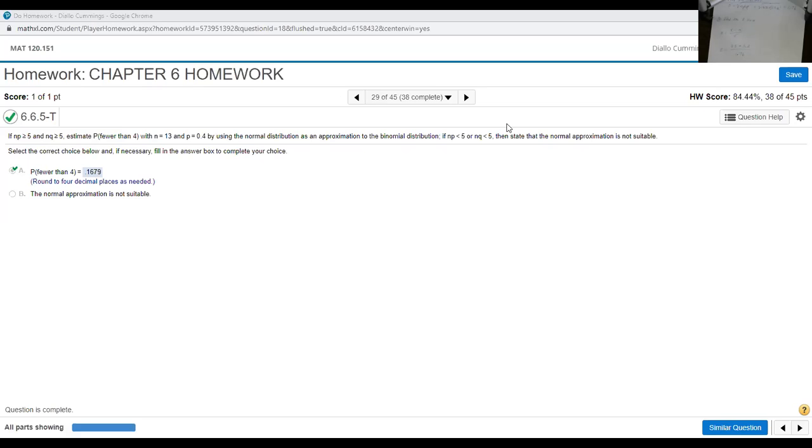So now I'm going to pull up the normal CDF. Since we're finding the area to the left, I'm going to put in -10. I'm going to put in our z-score. So we're not rounding anything. We're letting the calculator carry out all our digits. And notice we have the probability as 0.1679. So we use what's called a continuity correction.